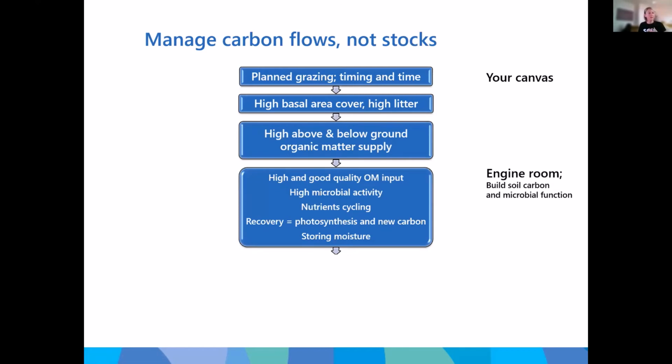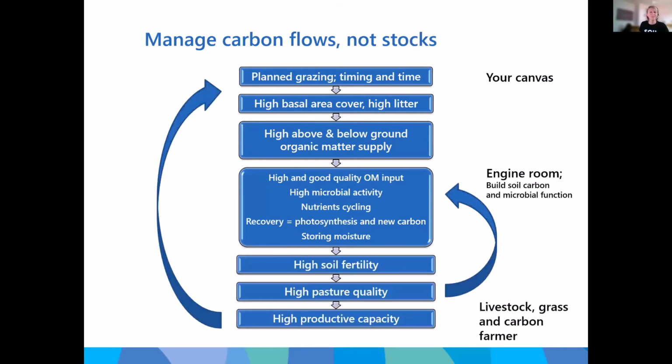So I cannot say enough just how important microbes are in this process. And I think for too long, we've overlooked the important role that they play in supplying nutrients and enhancing structure and things like that. So this all flows into this engine room. So building soil organic carbon and enhancing microbial function goes hand in hand as well.